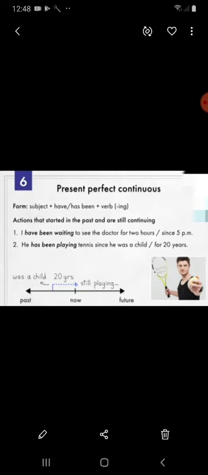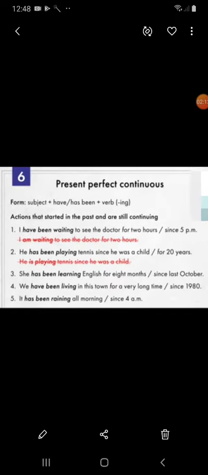All right. So here are a few more examples. Like she has been learning English for 8 months, or we have been living in this town for a very long time, and it has been raining all morning. So now here the duration is all morning time. So in fixed phrases like all morning or all day or all week, etc., we don't use for. Remember this. But you can say since 4 a.m. if you want to mention the starting point.